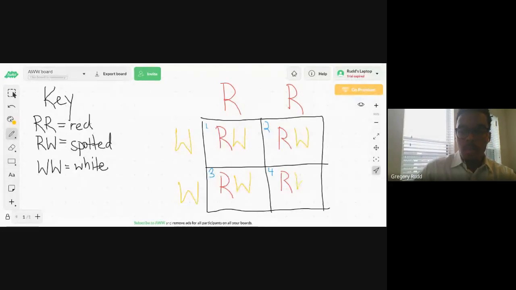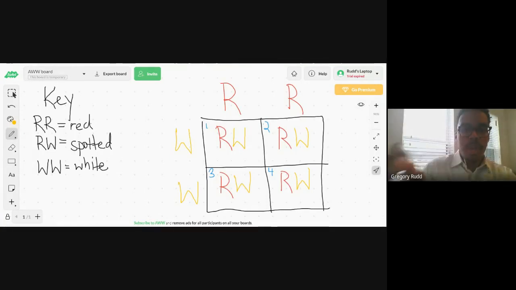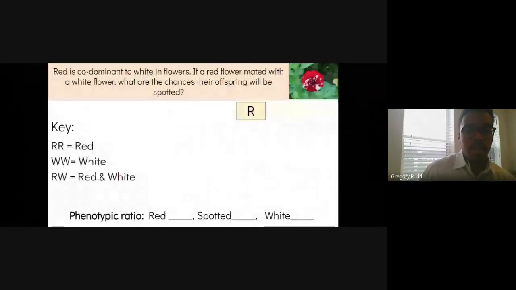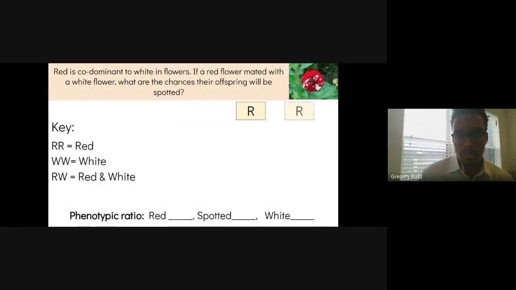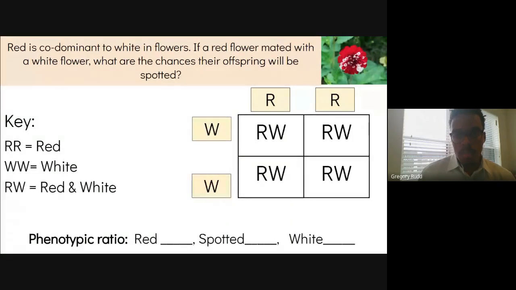So what does that mean? What is the phenotype of all of their offspring? Spotted. All of the offspring will be spotted. So the chances of an offspring being spotted here are 100%.